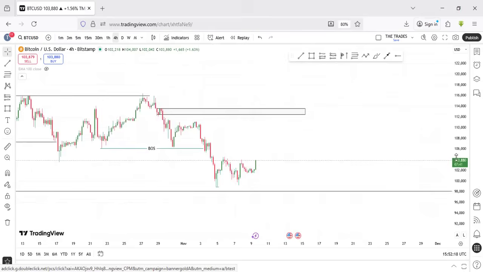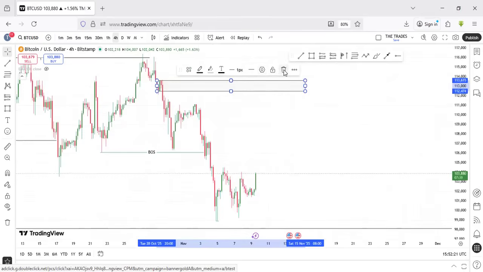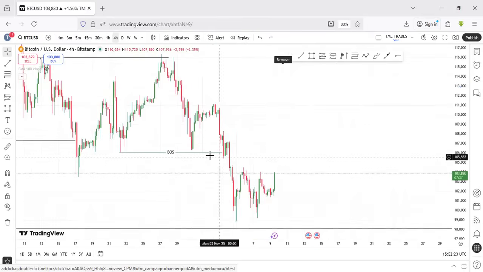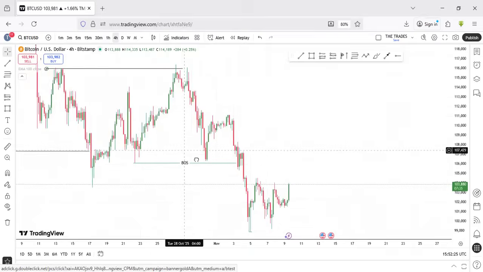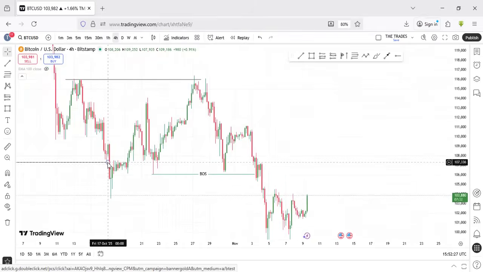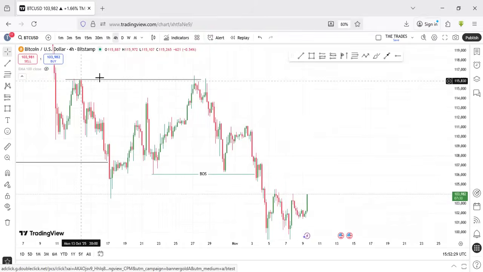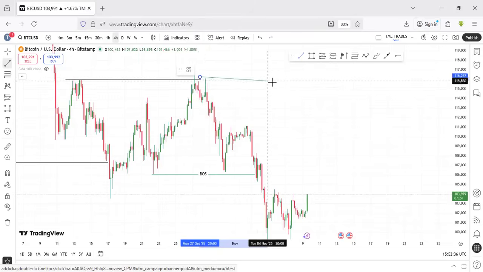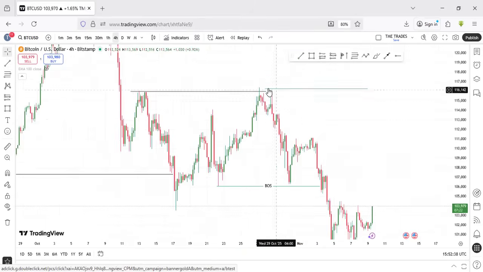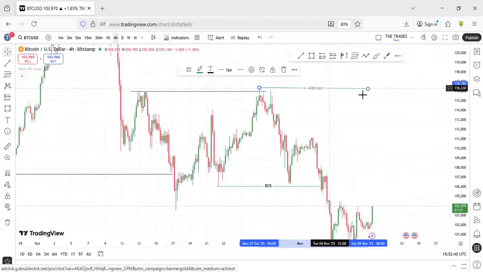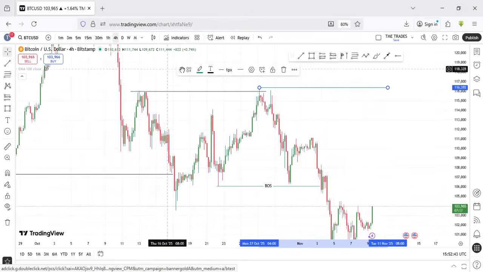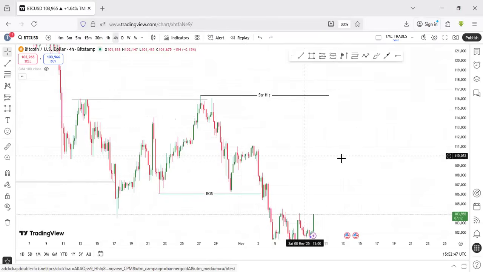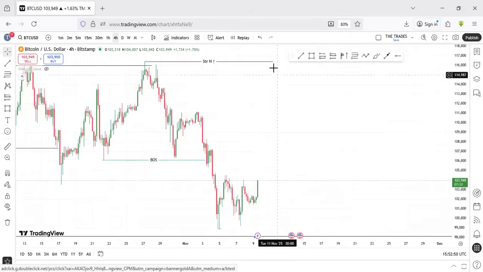Now on 4 hours right now, let me clear some of this. On 4 hours right now, this structure has been broken. Why? We had that break of structure, market went to take out all the internal structures, and this turned to be our very strong high. This is our strong high here. Let's mark it. Why? Because it took out all this liquidity before creating another break of structure.